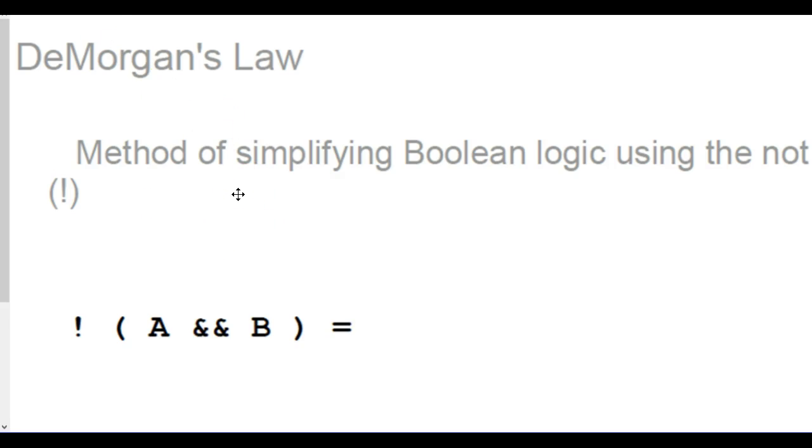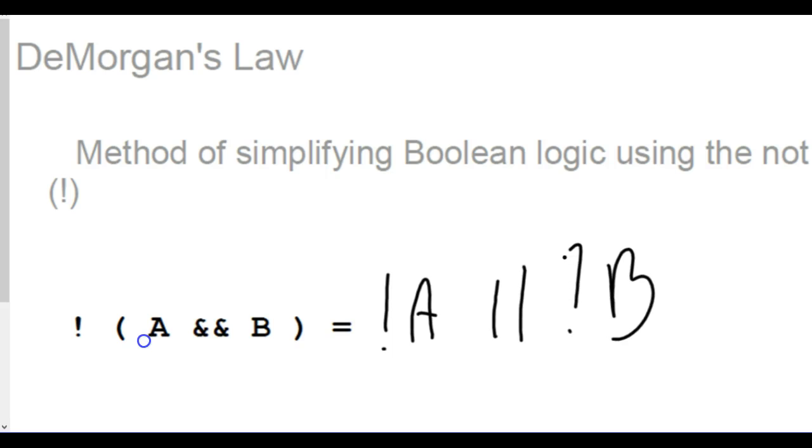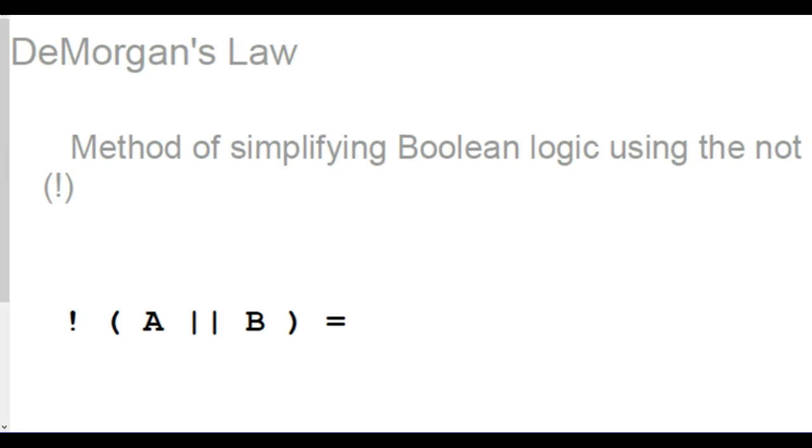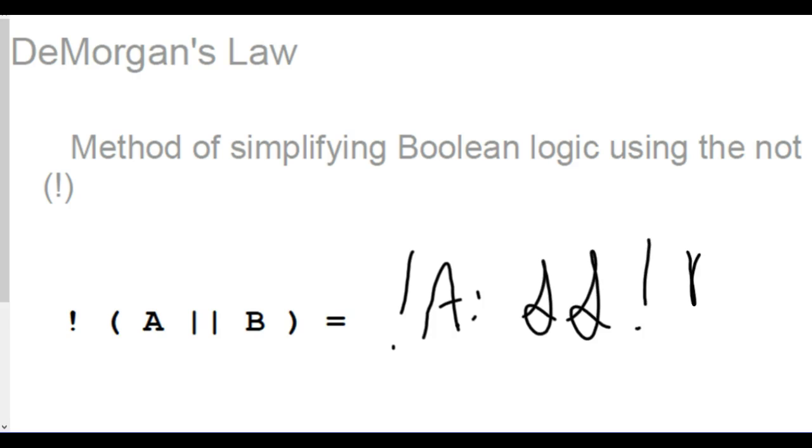So, a method of simplifying Boolean logic using the not. In computer science, these are the symbols we use for Java, and it's not A or not B. That's how Java writes it. And for the other version, for the or, it becomes not A, ampersand, ampersand, not B. That's how Java writes it.